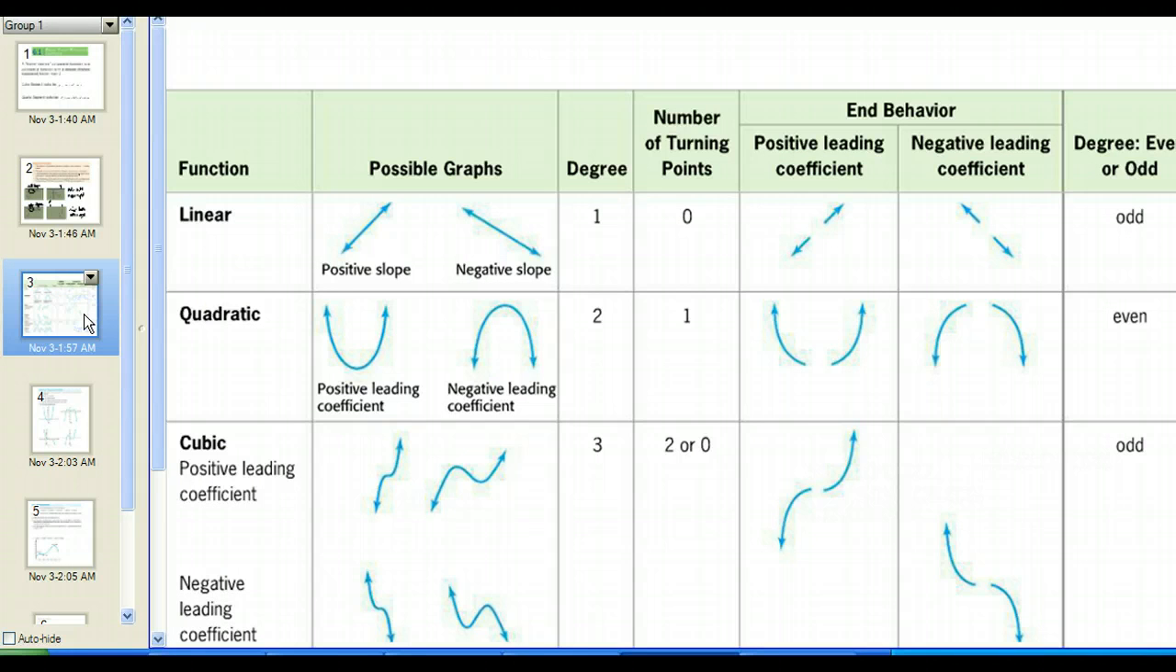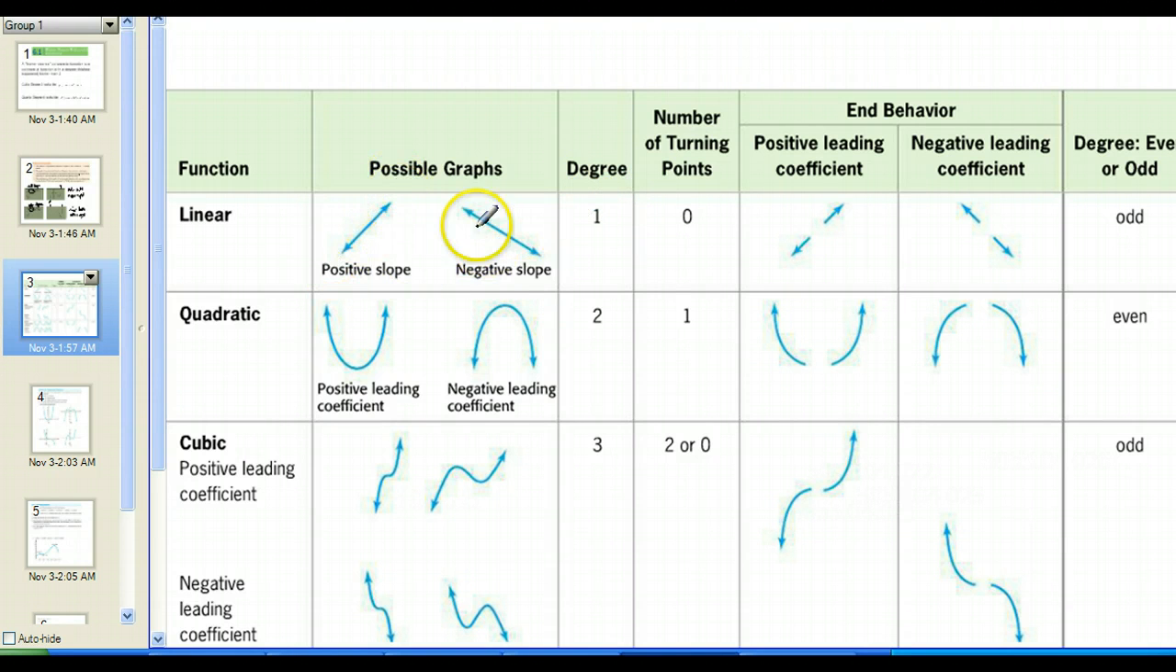Alright, and then this is again something that you may want to pause and write all this stuff down, because this is important for end behavior and just in general with polynomials. So what this is basically telling you is the behavior of polynomials. So linear, a line is a polynomial. It's just a degree 1 polynomial. So a line is a degree 1 polynomial.